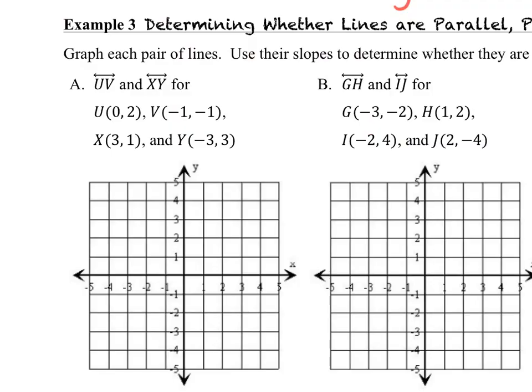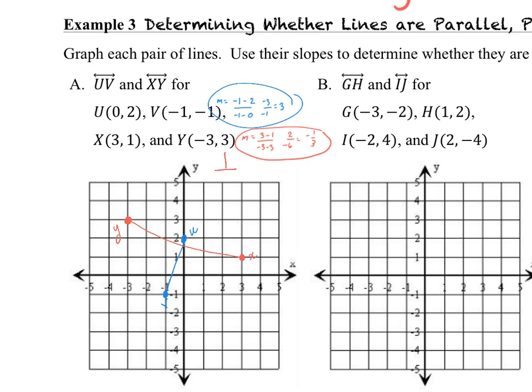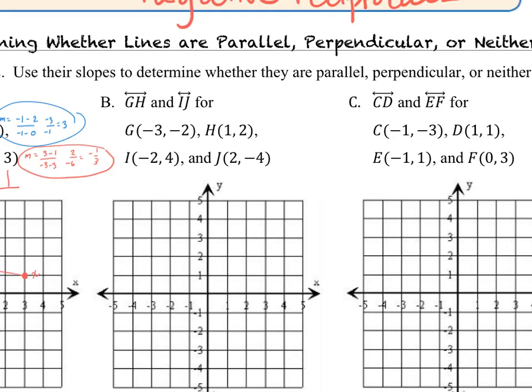Okay, so for example A, we can graph these and we can use slope formula. We could do rise over run and slope formula to check the slope. Okay, I used slope formula for each of these, and I got 3 and -1/3. Since those are negative reciprocals of each other, these lines should be perpendicular. Let's make sure it looks that way on the graph, and it does. They look like they intersect and form a right angle. That's perpendicular. Okay, let's find the slope of each of these.